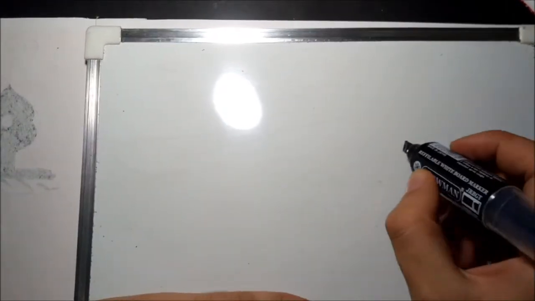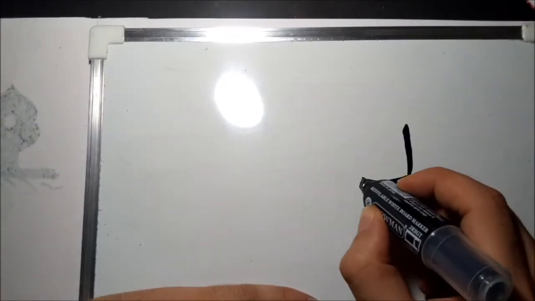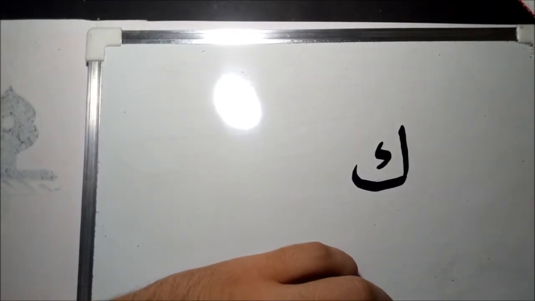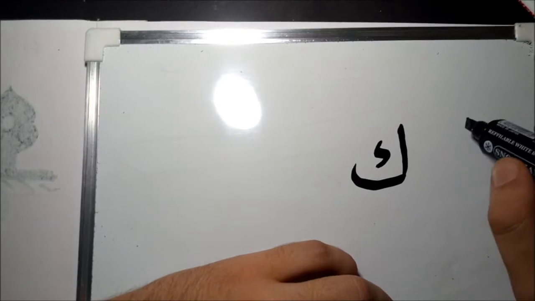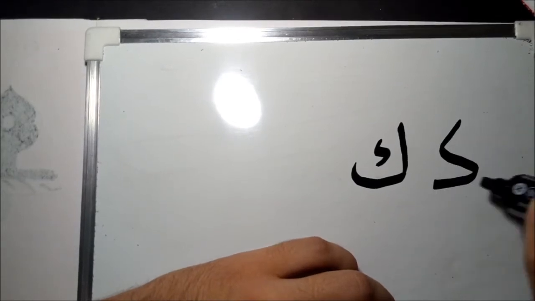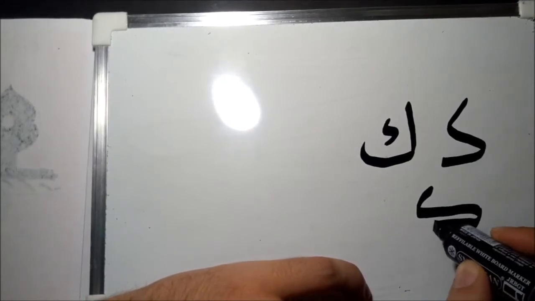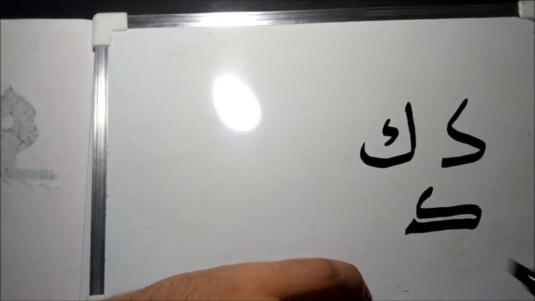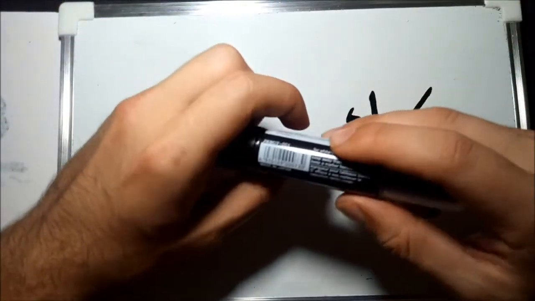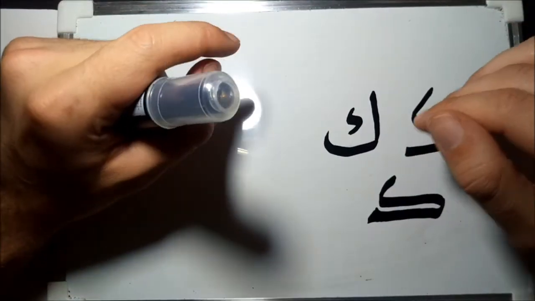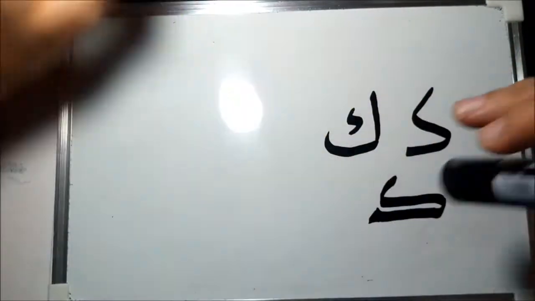Now for the kaaf, we don't have this shape we are used to. In other scripts we have this shape for the kaaf. In Kufi it's not like this. It's the normal kaaf that we've always learned, the one like this, but it's more of the longer one that goes like this. Even if it was singular, it would look like this. So it's actually easier. You can learn the one shape or the several shapes to it and use them all the time.